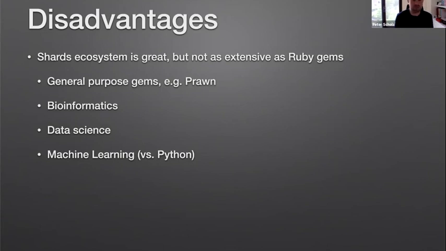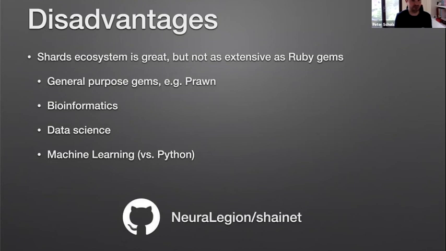But I want to end on a positive note, so I definitely want to point you to the ShyNet library from NeuroLegion. And I also want to mention that in the next few months, we're definitely going to announce more about this. And I think we're going to be able to reduce this disadvantage significantly.